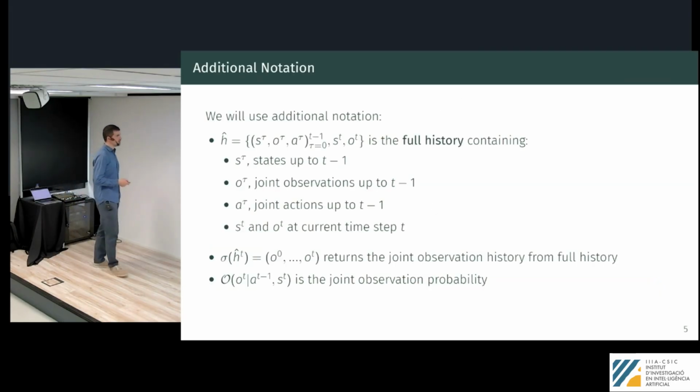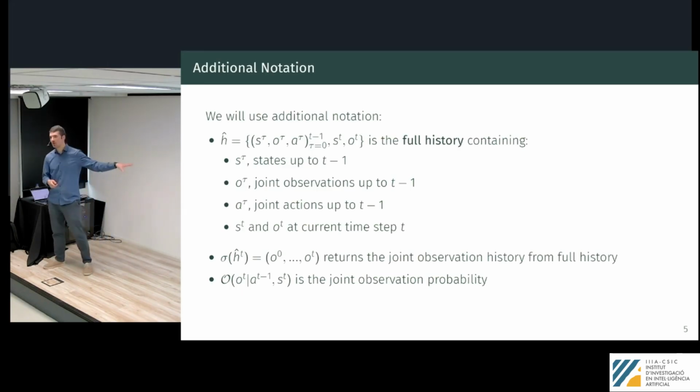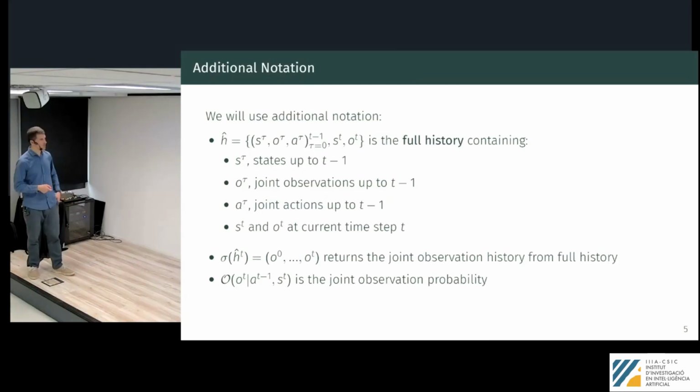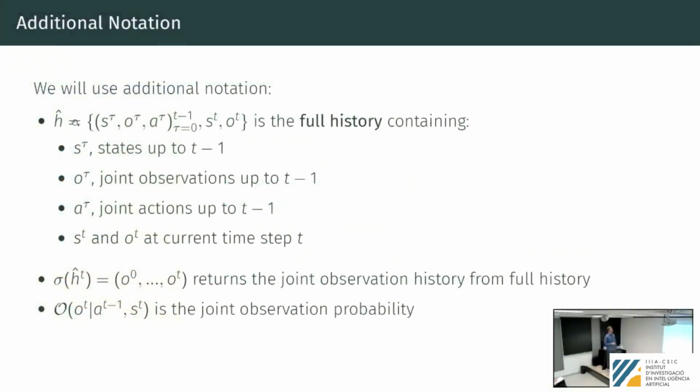Okay, there's a bit of additional notation that we need to introduce. And I promise, I think this is all we're going to need. In terms of notation, it won't get heavier than this. But let's just make sure that we're all on the same page. So first, there's this thing that we call a full history. The full history, which is here denoted as H hat, is simply the sequence of the states, the joint observations, which includes the observation for every individual agent, and the joint actions that were executed in all the past time steps, all the way up to the current state and the current joint observation that the agents get.